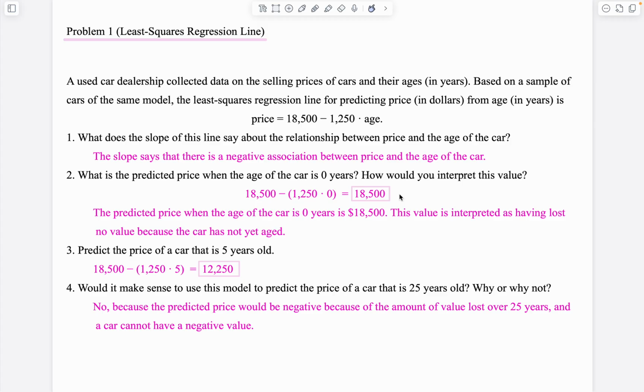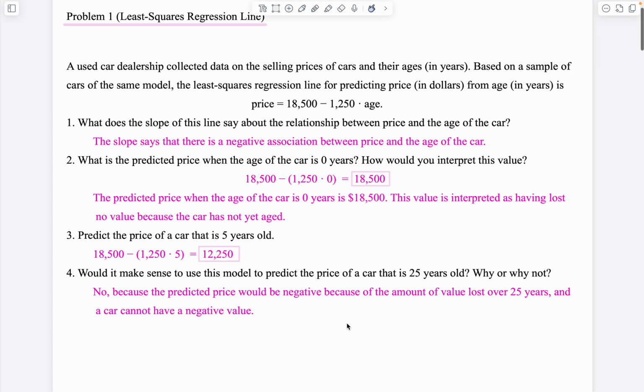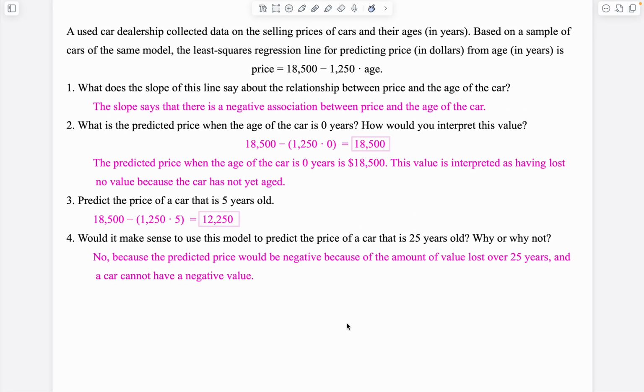Now, if you go to part 3 and you are using the age of 5 years passed on a car, you will plug that in the same way, but you will get 12,250. This is because each year that the car ages, you're losing $1,250.